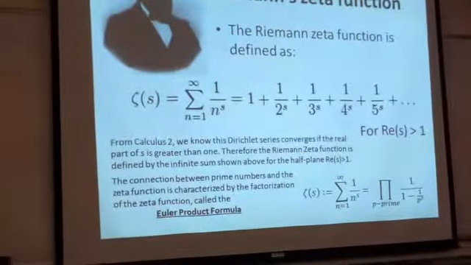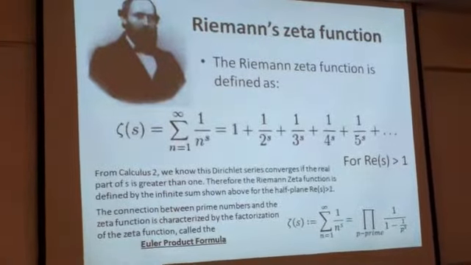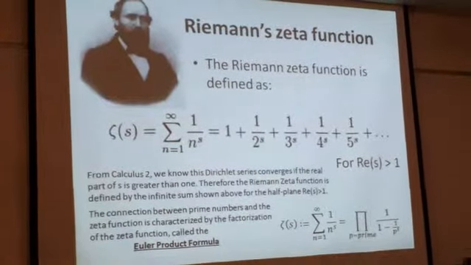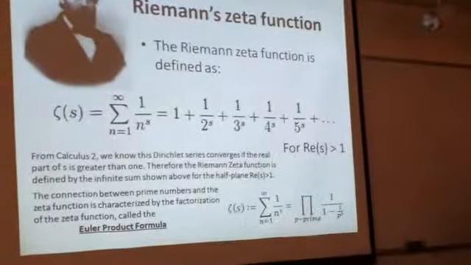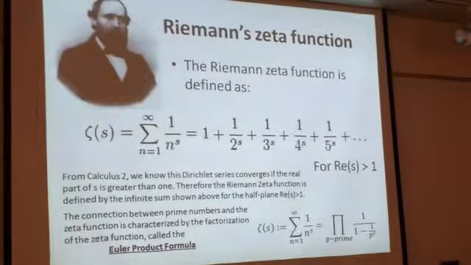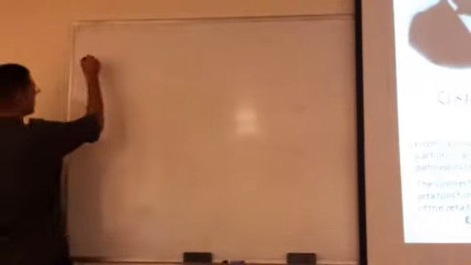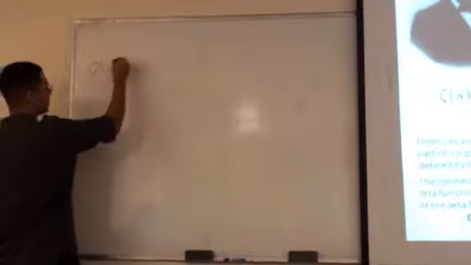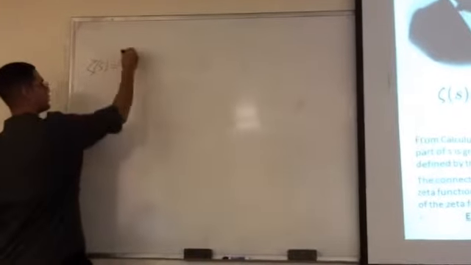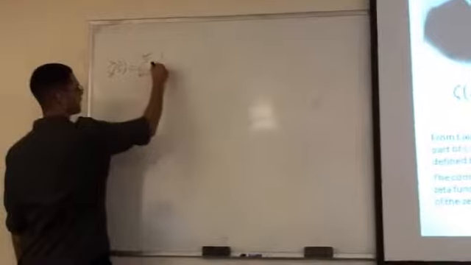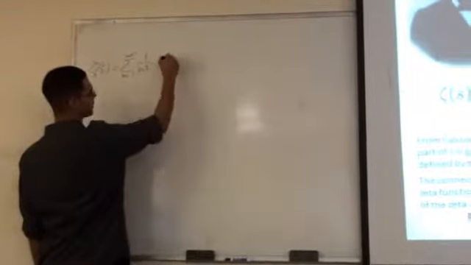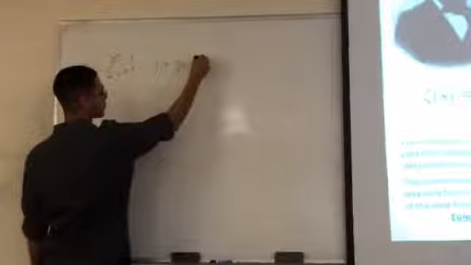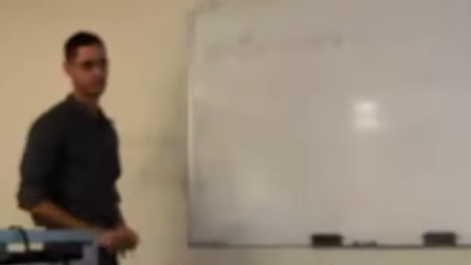So zeta of s is the sum from n equals 1 to infinity of 1 over n to the s. So this is exactly what you see there: 1 plus 1 over 2 to the s, plus 1 over 3 to the s. What I'm going to do is the easy version of this proof. It's going to remind you of the little thing we've seen a little while ago.